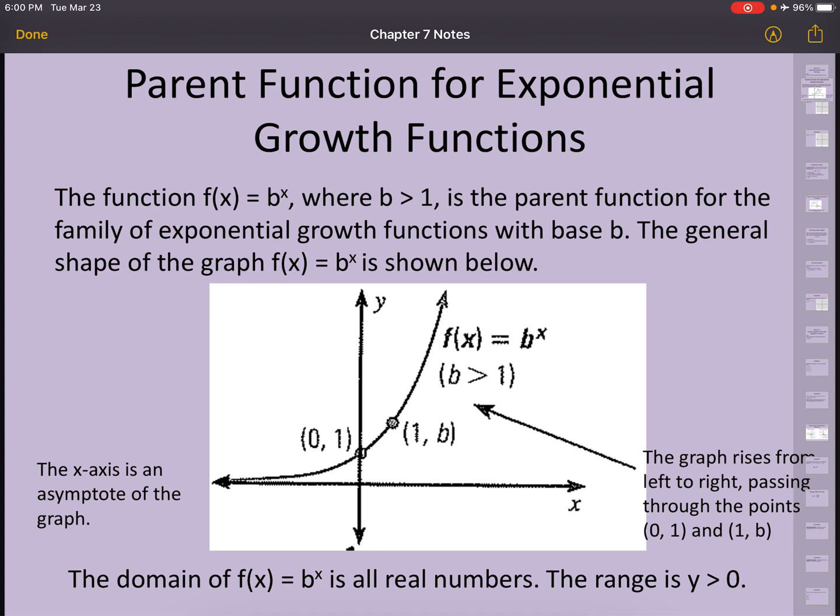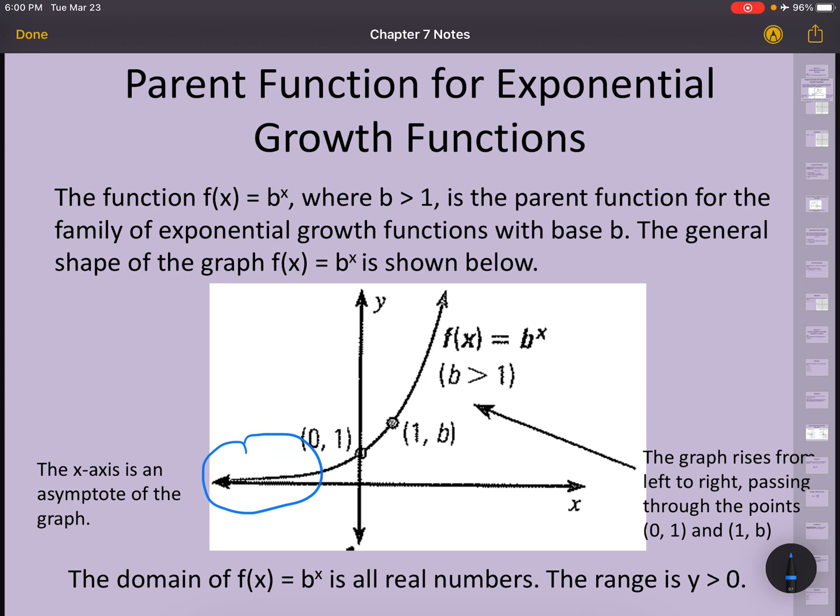Okay, so it makes sense that it's a growth function because it's rising from left to right and it's passing through the points (0, 1) and (1, b). And also over here, it's going to be approaching closely the x-axis. So our x-axis is the asymptote. It's going to get really, really close to it, but it's never going to cross it.